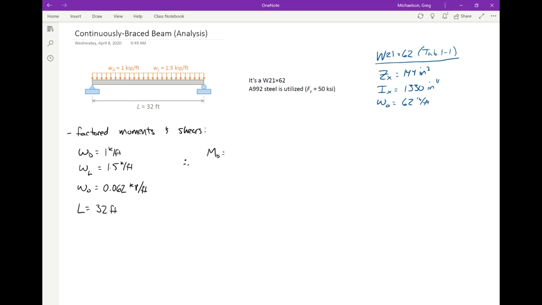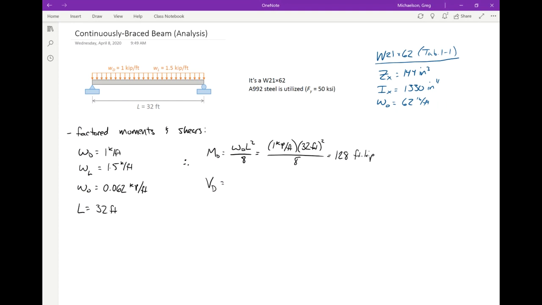Let's start off with the dead load moment. The dead load moment in this case is WL squared over 8. So 1 kip per foot times 32 feet squared over 8. When you plug and chug 1 times 32 squared over 8, that comes out to 128 foot-kips. Now, that is the formula for the moment.